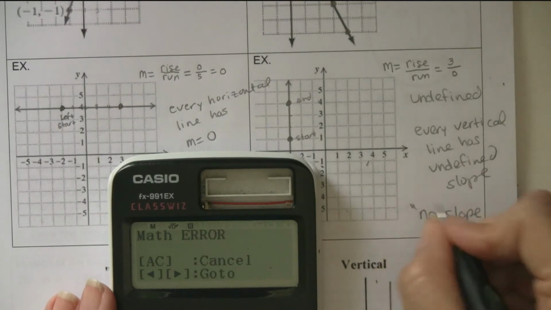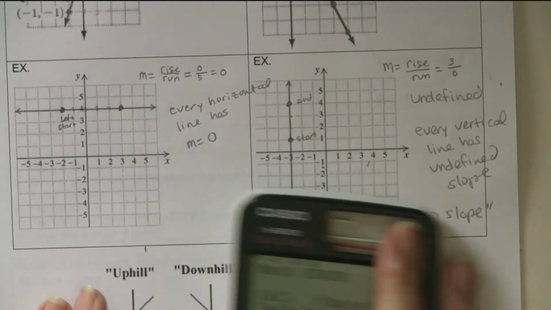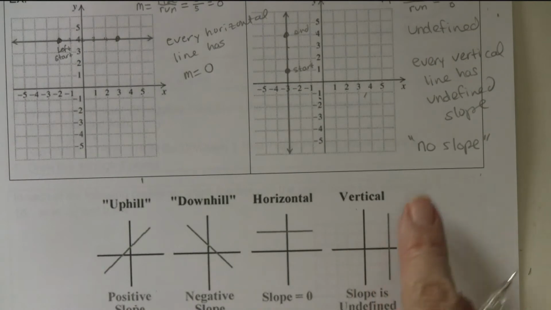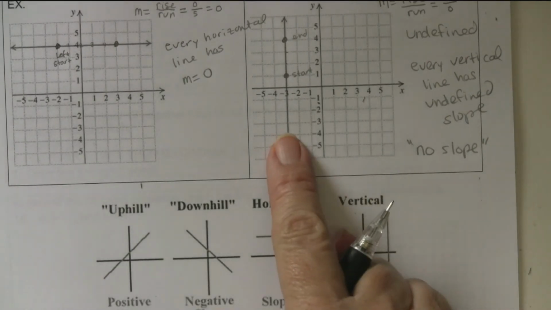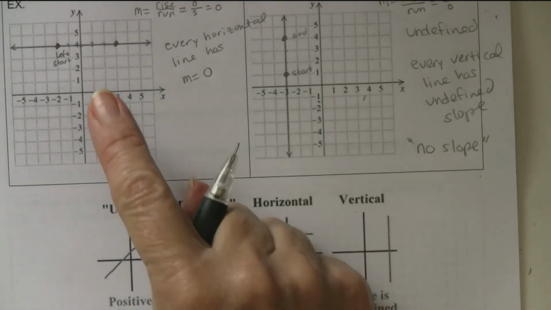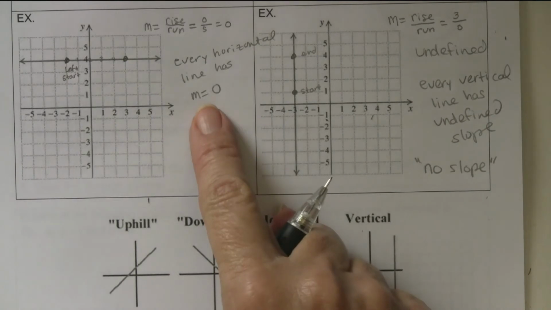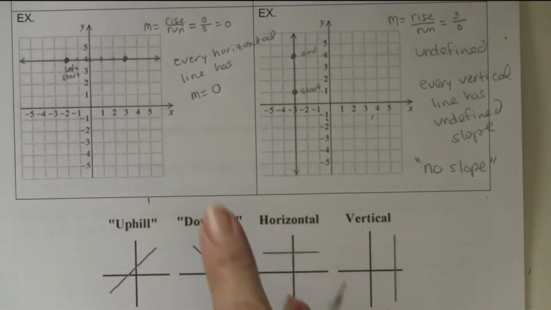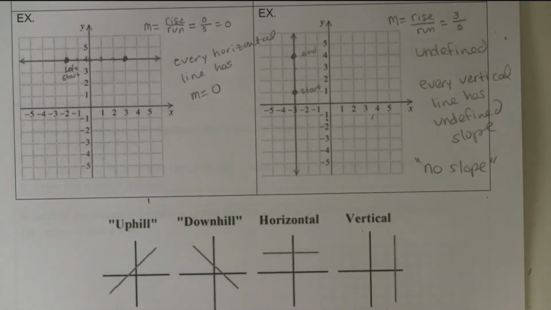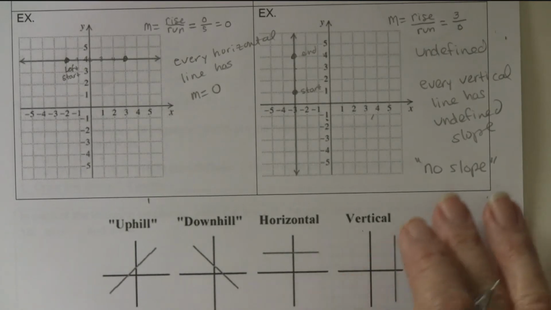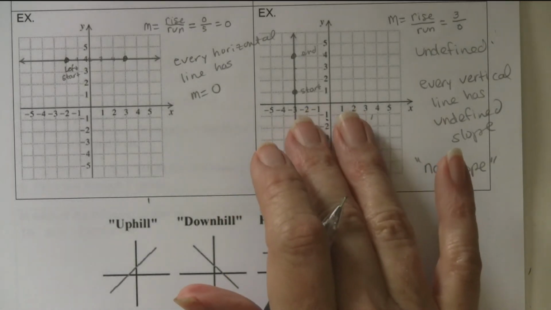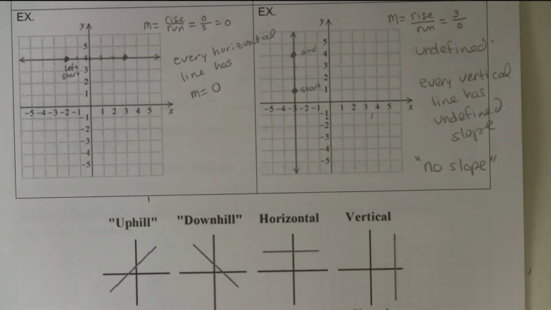Some books do and some books don't. So use the word no slope. No slope goes with a vertical line. No slope does not go with a horizontal line. So some people think, well, I won't have to remember which one's which. I'll just call them both no slope. And that's not correct. This is slope 0, goes with a horizontal line. If you say that a horizontal line has no slope, then you're incorrect. So no slope goes only with a vertical line.